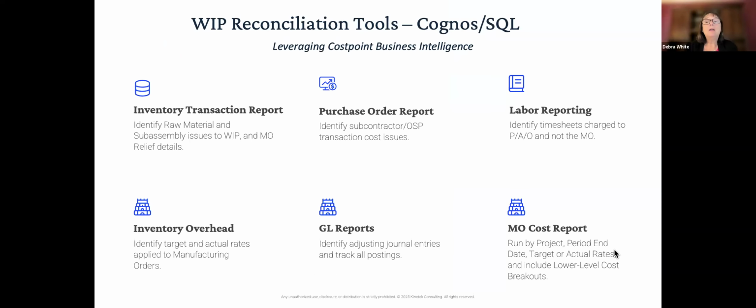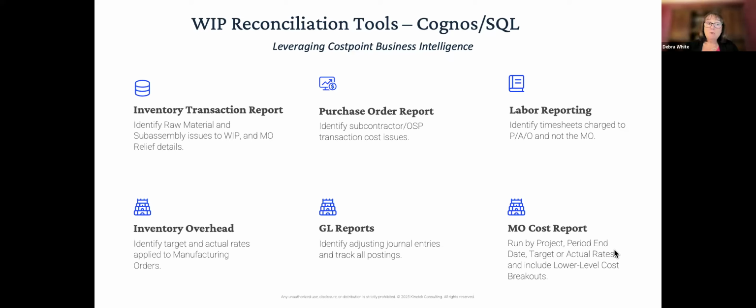Okay, now we're going to talk about how we find all of these problems. So first, we're going to look at the inventory transaction report. The inventory transaction report should show us any issues from raw materials into WIP. It should show us any issues from sub-assemblies or finished goods into WIP. And it's going to show you all your MO reliefs. So if you're verifying balances, it's a really good way to see what those are. You filter out those transaction types and you look at that inventory transaction report.